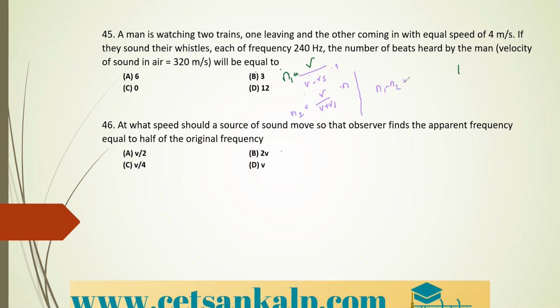N1 minus N2, which is equal to 1 divided by 316 minus 1 divided by 324, into 320 into 240. N1 and N2 we know, so substitute the values and simplify it. Therefore, N1 minus N2 is equal to 6. That is, option A is the correct option.